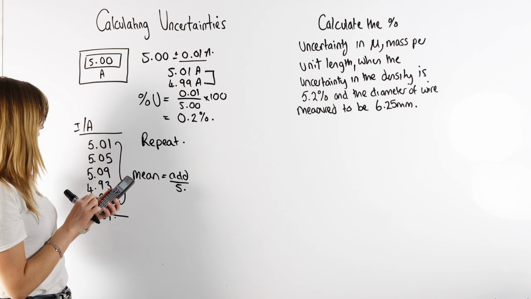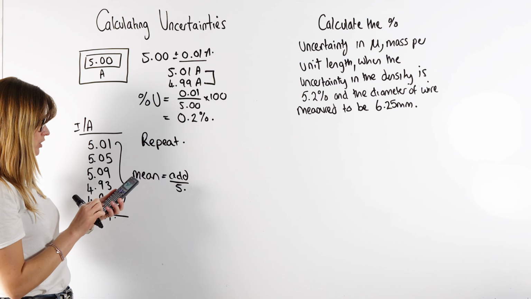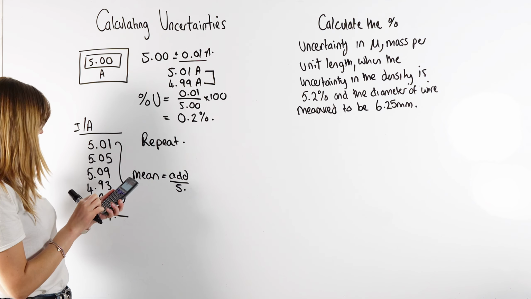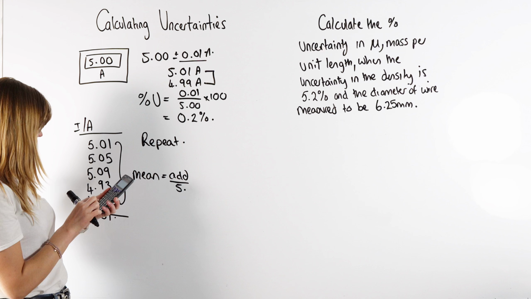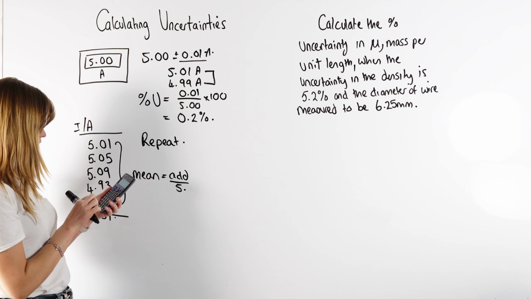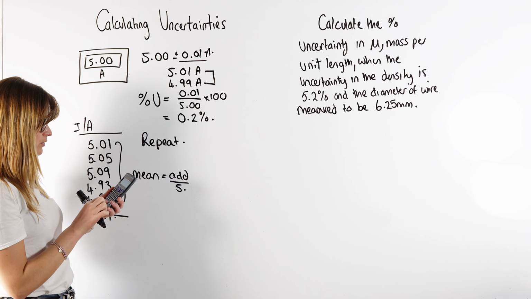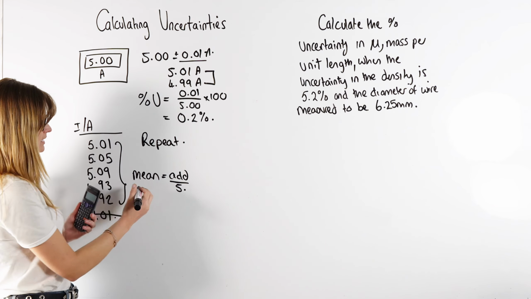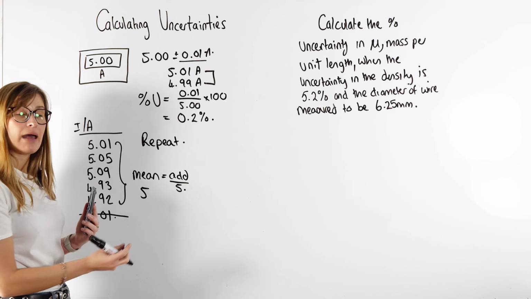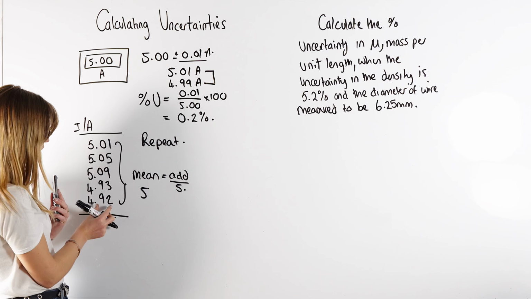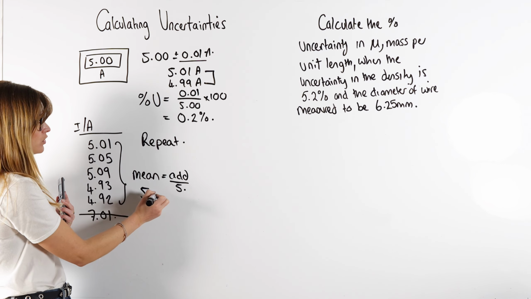plus 5.05, plus 5.09, plus 4.93, plus 4.92, and we divide by 5, and we end up getting the number 5. I'm not going to record 5 as my mean because all of these are to 2 decimal places. I'm going to record 5.00.